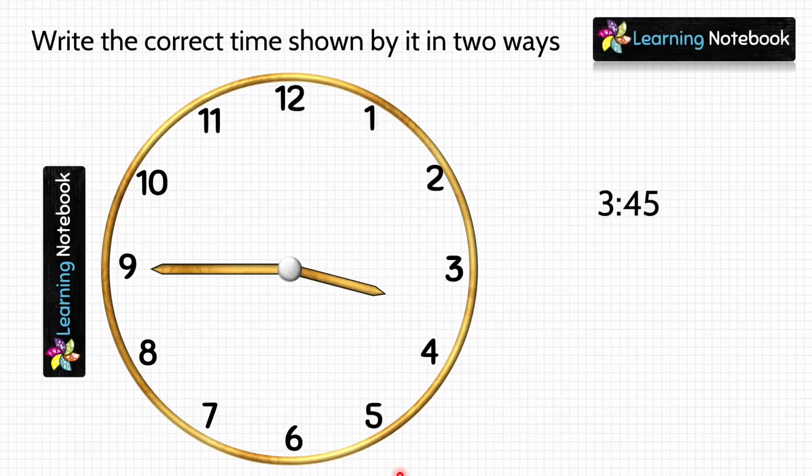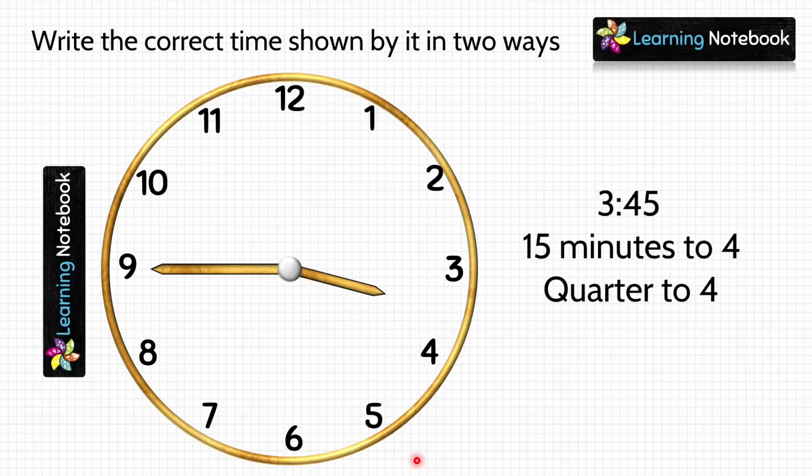Now let's read this time in the second way. Here students, this minute hand is on the left side of the clock. So we will read the time as dash minutes to the next hour. So minutes remaining to the next hour are 15 minutes. So the time is 15 minutes to 4, or we can call it quarter to 4.